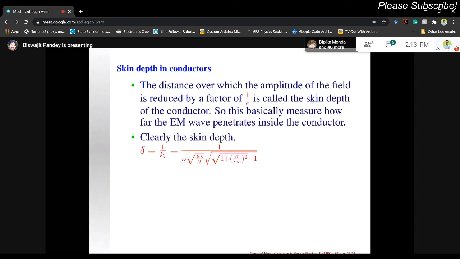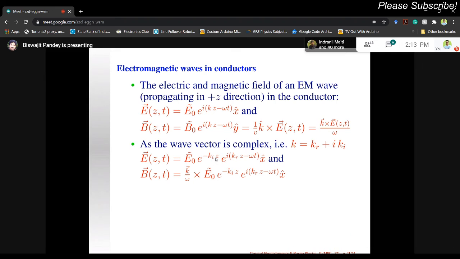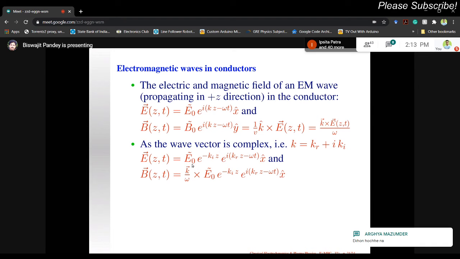And you see, skin depth, as we have defined, is naturally 1 by ki because of this factor e to the power minus ki z. If I write minus z by delta, when z equals delta, E becomes E0 by e, small e.